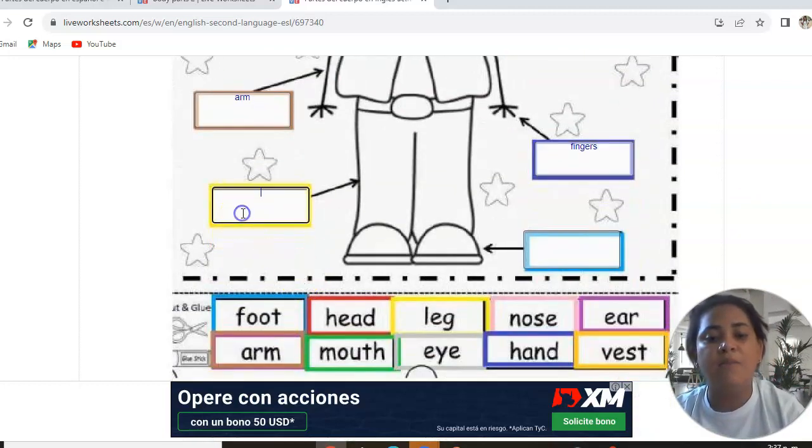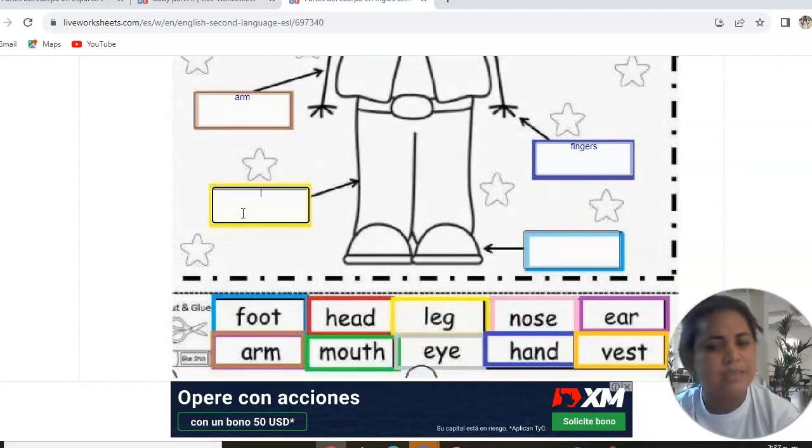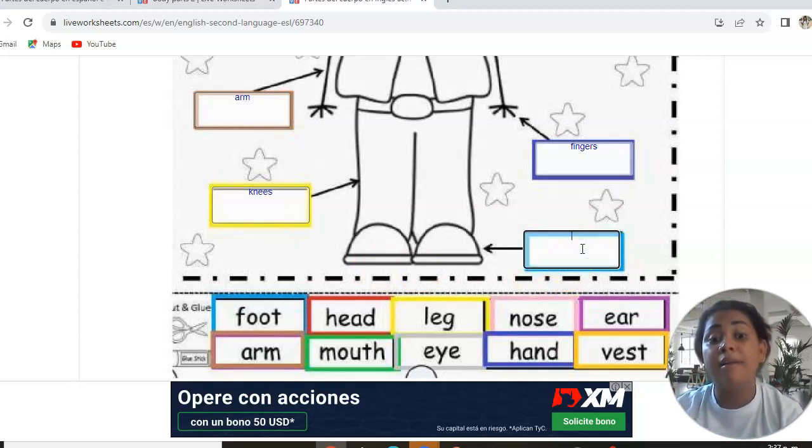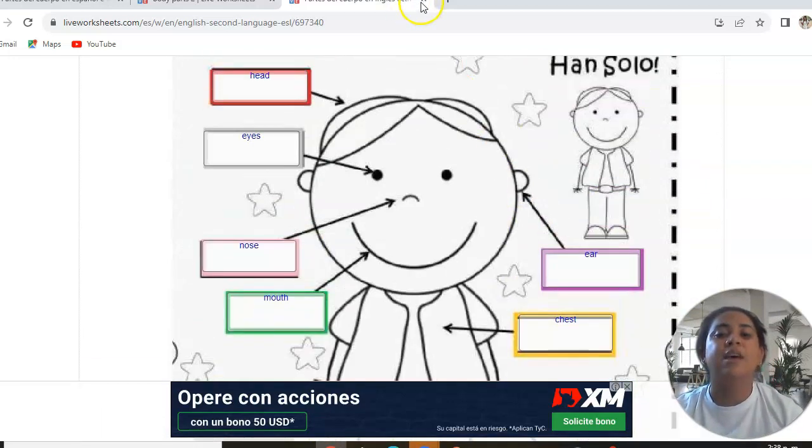And this one, what is? Knees. Knees? What do you think? Yes. It's next, okay? And this one are feet because it's one only, okay? Very good. With that, we finished for today.